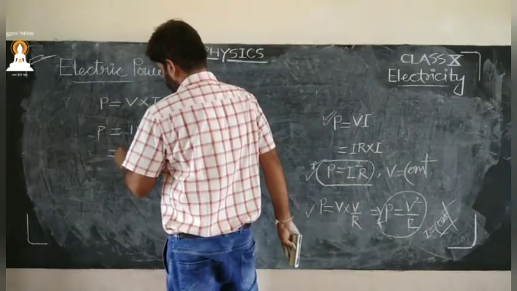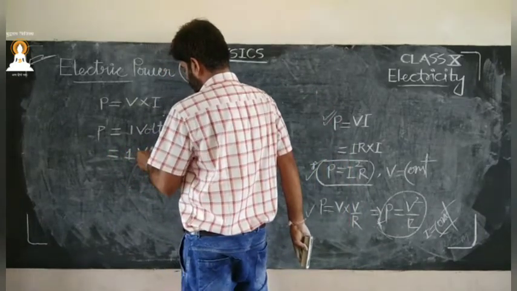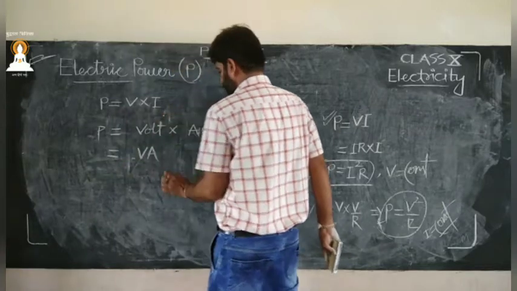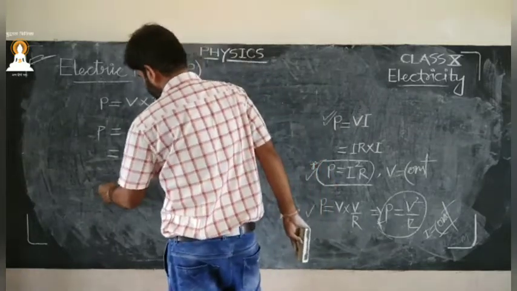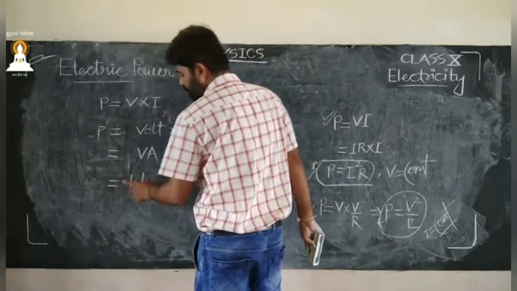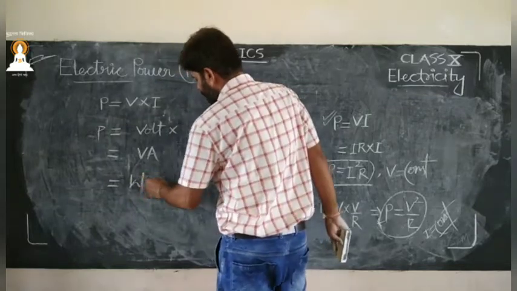So this will be 1 VA. Yes, volt into ampere, and this is nothing but what? W. W is not work done here. This is nothing but watt.